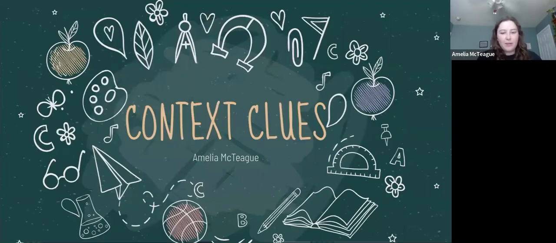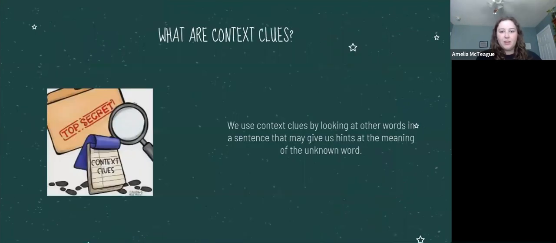Everybody, today we're going to be looking at context clues. Does anybody know what context clues are? Has anybody ever read a book or a sentence and thought, I don't really know that word? What do you normally do when you see a word while reading that you don't know? Okay, I'm hearing a lot of people saying they ask for help.